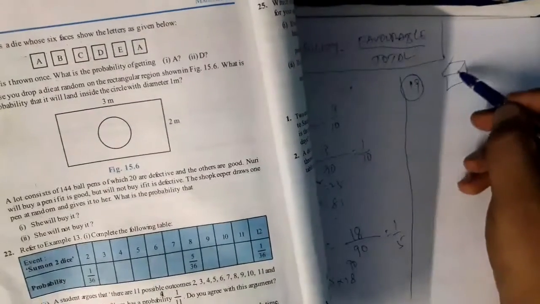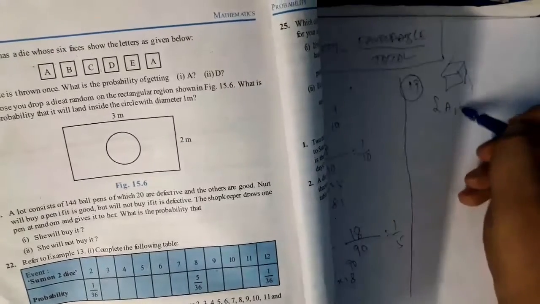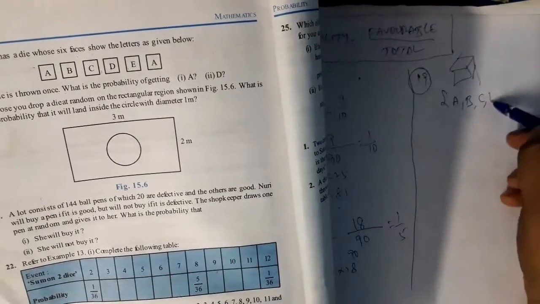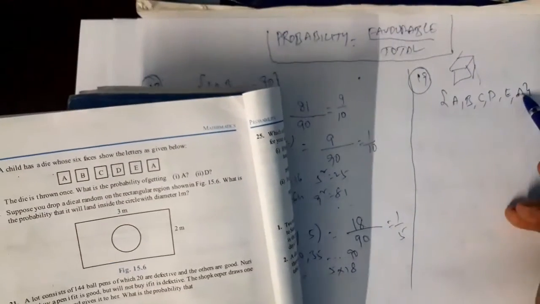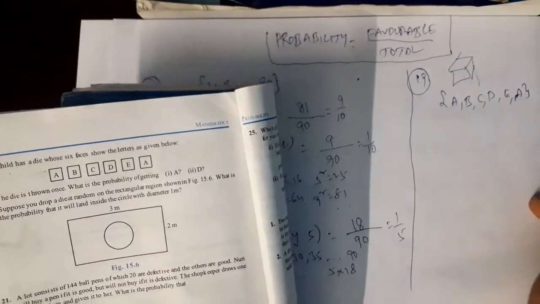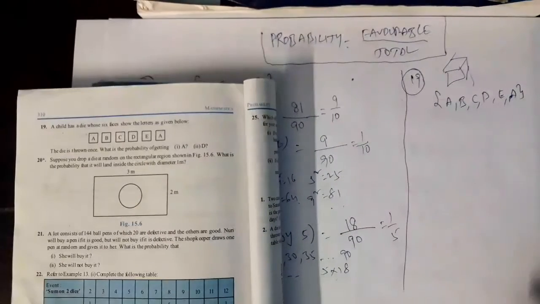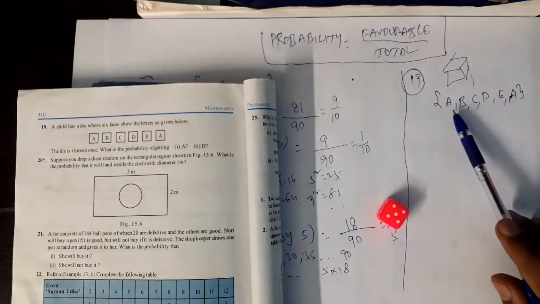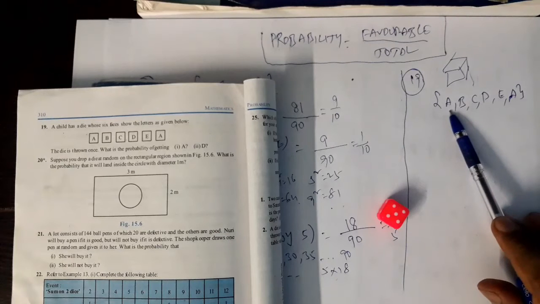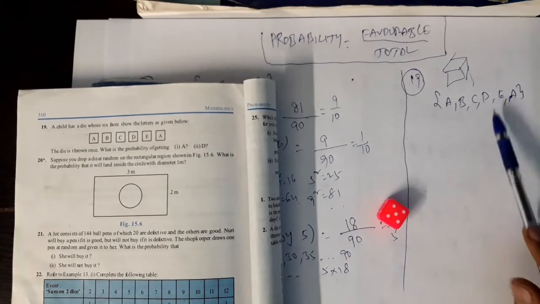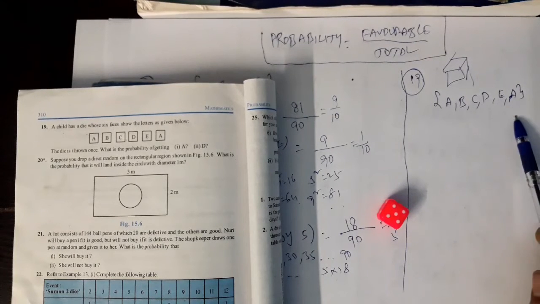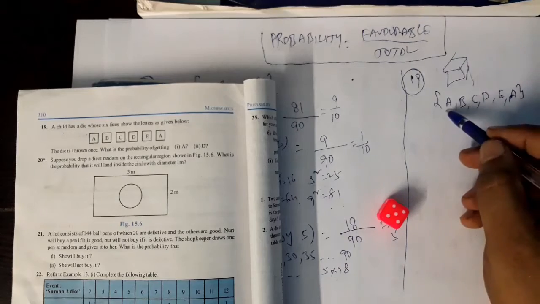Here, in this particular die, what are the faces? A, B, C, D, E, A. These are the faces, right? A occurred twice, of course. Anyway, if you throw this die, any face may come up. So for each face to come up, what is the probability? 1 by 6 for each. Probabilities are 1 by 6.